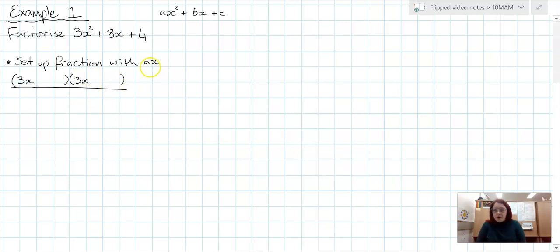And at the bottom is just going to be our term of a. So we basically have ax blank times ax blank over a. So that's going to be a 3.